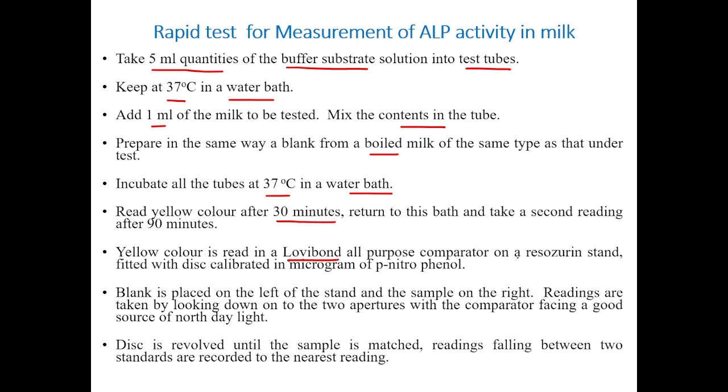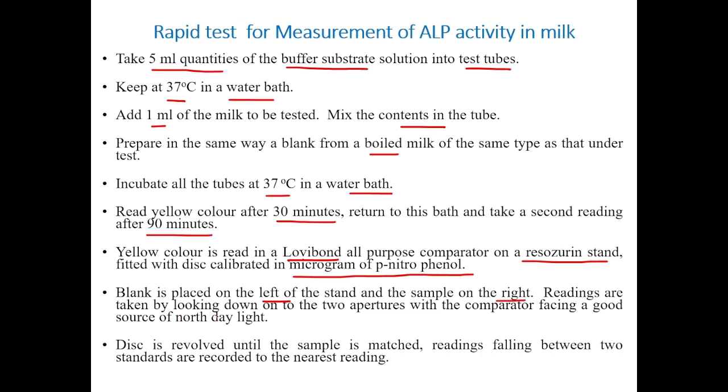It is an all purpose comparator on a stand fitted with a disc calibrated in microgram of paranitrophenol. Okay, this we will see in the coming slide. Then after taking the reading using the Lovibond comparator, you return the tubes to the water bath and take a second reading after 90 minutes also. The blank is placed after 30 minutes and 90 minutes, the 2 times readings are to be taken, and the blank is always kept to the left of the stand and the sample on the right.